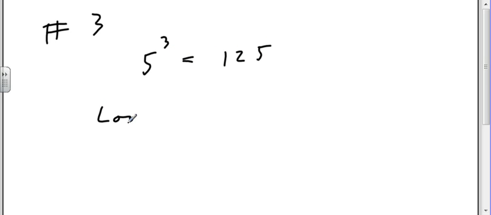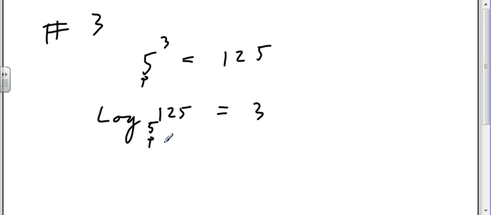Back to working problem number 3. So I'm supposed to express the equation in logarithmic form. So there's my equation. So I'm going to take the log base 5 of 125, which is equal to 3. That's all there is. There ain't no more to the problem. Okay. There's my base. It's 5. I put it here in the base of my log.